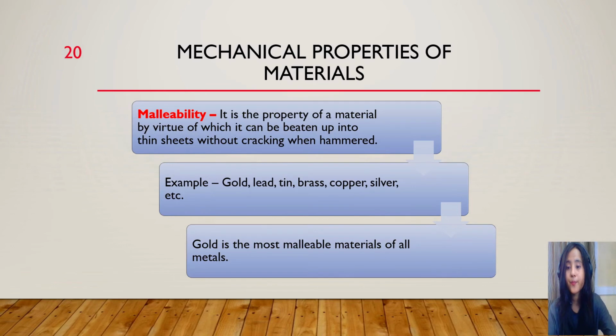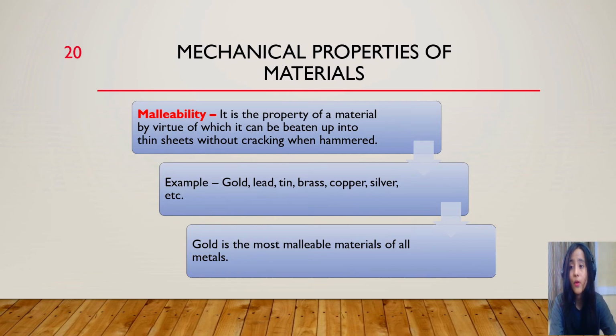Next, malleability. Malleability is the property of a material by virtue of which it can be beaten into thin sheets without cracking when hammered. Please do not get confused between malleability and ductility. In malleability, when you hammer or apply force on a material, and it can be drawn into thin sheets without cracking, without taking much indentation or much of the effects from the hammering, then that kind of material possesses the malleability property.